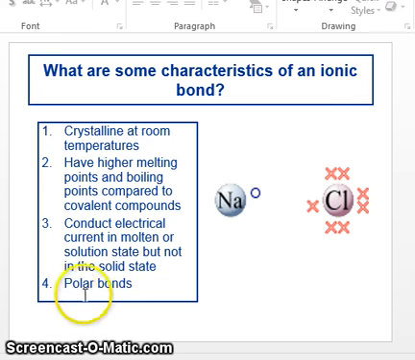And you also see here that these bonds are very polar. Polar bonds mean that they're not sharing those electrons equally, and it's quite obvious that they're not sharing them equally because the sodium loses its electron, and that electron goes over to chlorine.